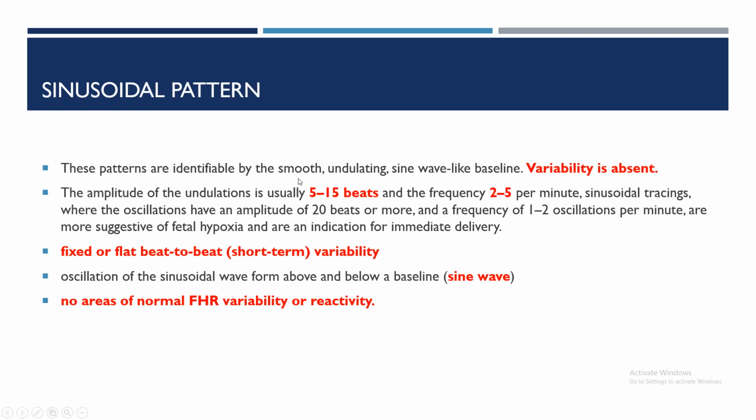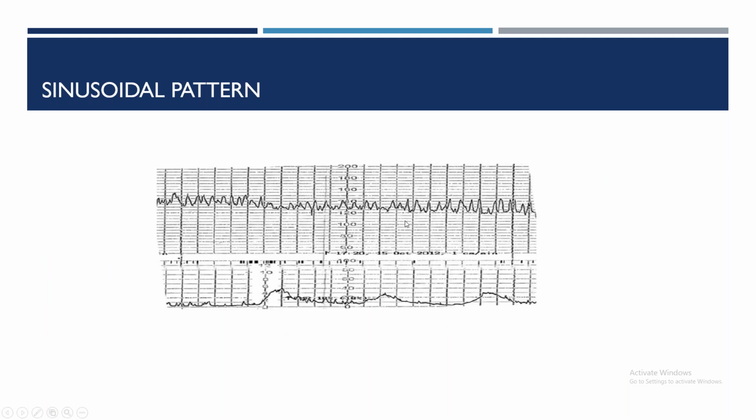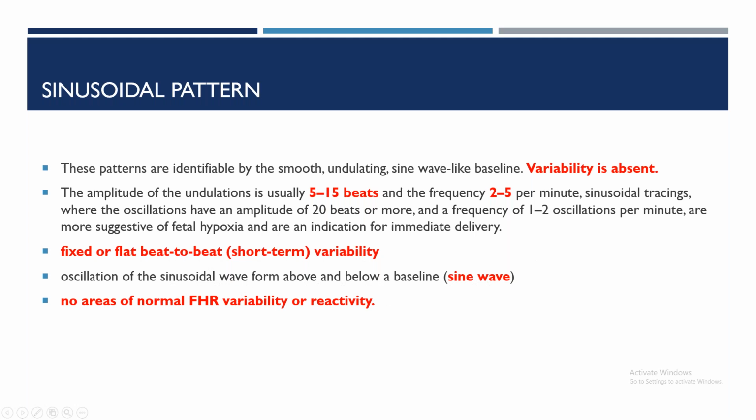So what is the sinusoidal pattern? A sinusoidal pattern is a smooth undulating sine wave like baseline, and here variability is totally absent. Can you see this? There is no variability. It is just sine wave like patterns, these are oscillations. And how are you going to decide? There are three types of sinusoidal: true sinusoidal, pseudosinusoidal, and saltatory. We will come to that one by one.